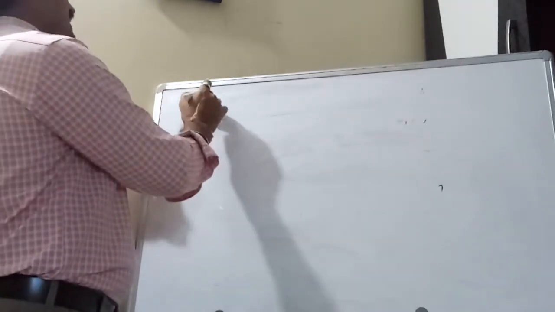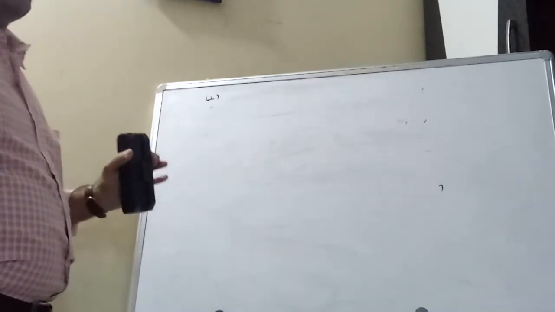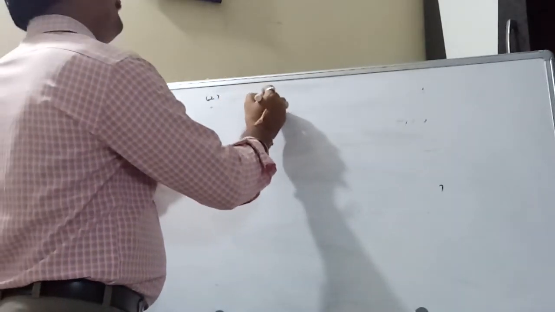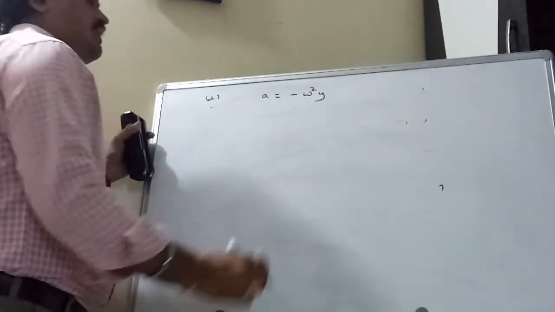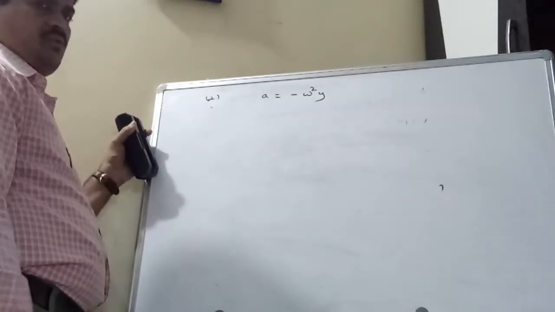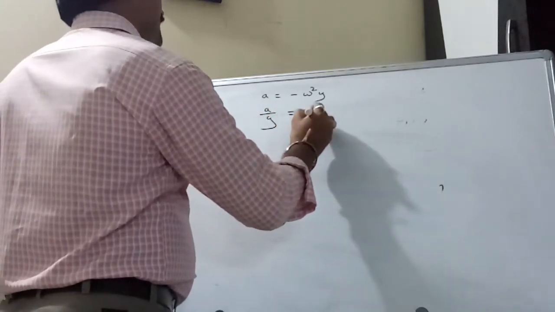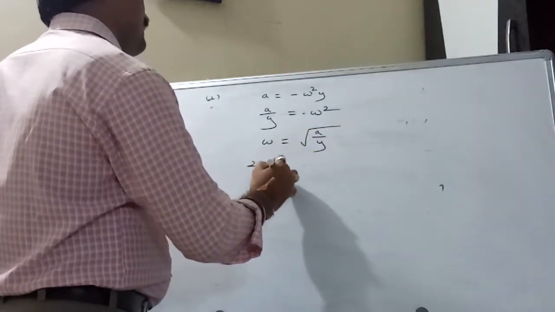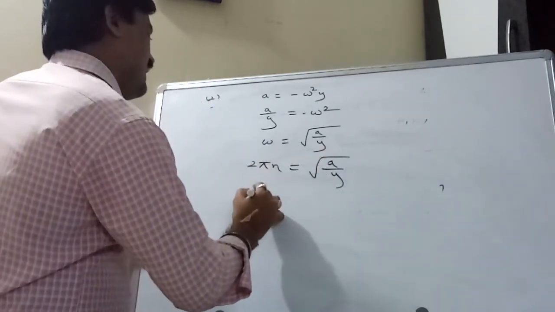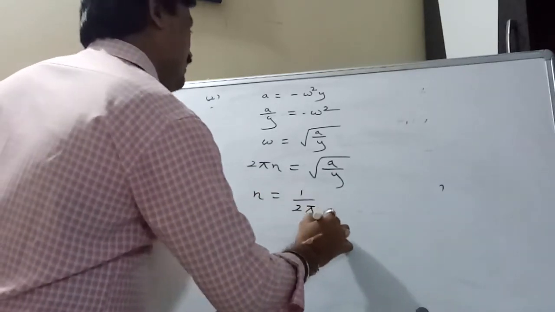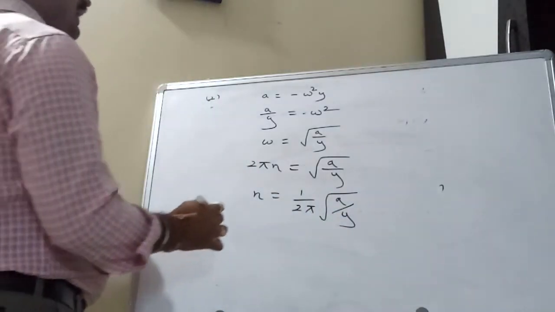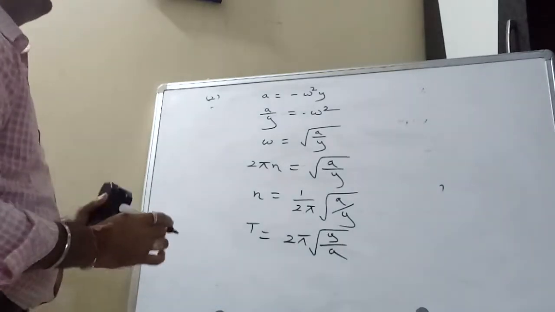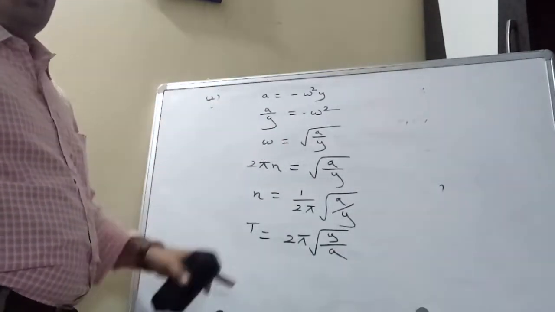Second one: in the SHM equation, the ratio of acceleration and displacement is also constant. A equals minus omega square y, so A by y equals omega square, and omega equals root of A by y. Omega equals 2 pi n, so n equals 1 by 2 pi root of A by y, where n is the frequency. The reciprocal of the time period equals the frequency, so T equals 2 pi root of y by A. So in SHM, the ratio of displacement and acceleration is constant.